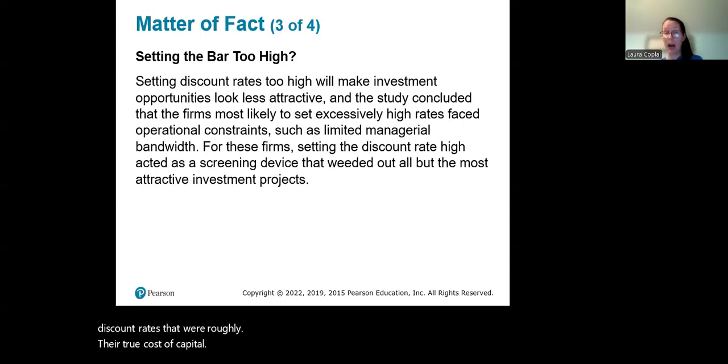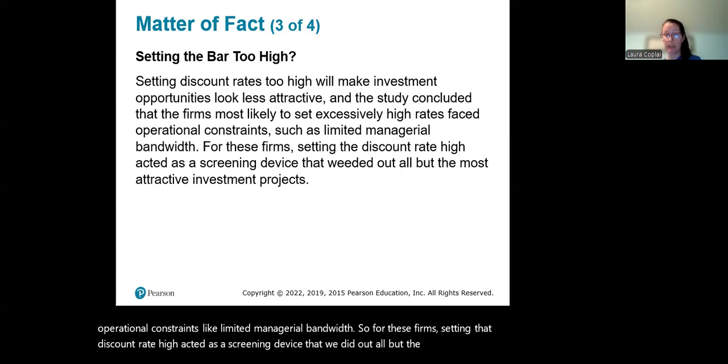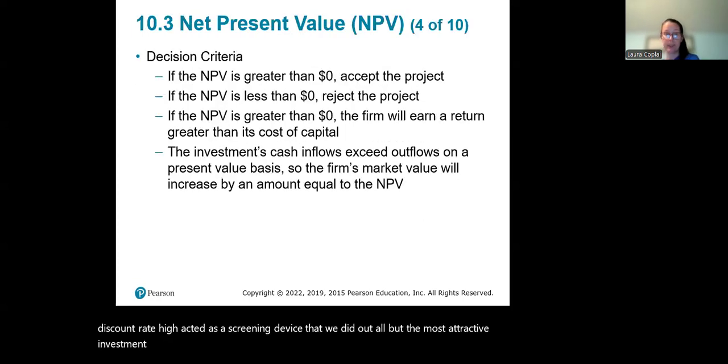Setting discount rates too high will make investment opportunities look less attractive. The study concluded that the firms most likely to set excessively high rates faced operational constraints like limited managerial bandwidth. So for these firms, setting the discount rate high acted as a screening device that weeded out all but the most attractive investment projects.